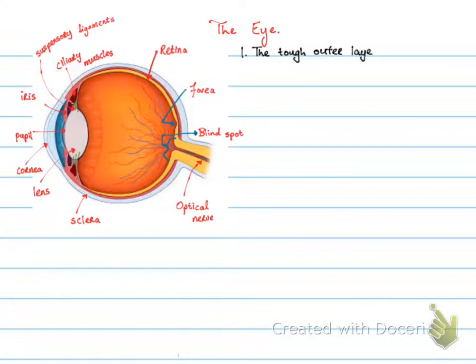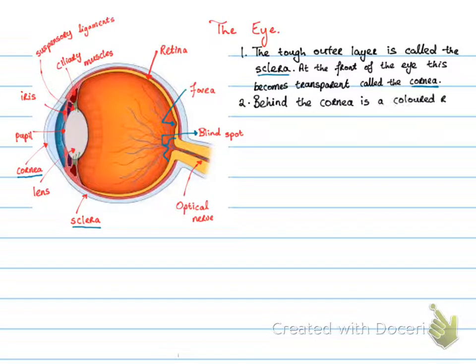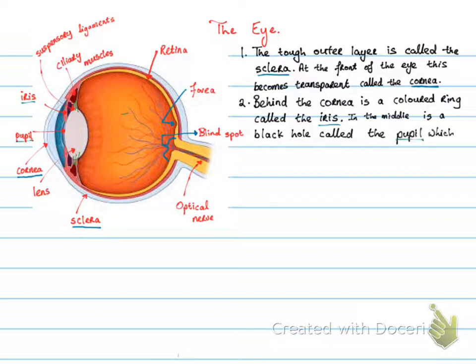So first, the tough outer layer of the eye is called the sclera. At the front of the eye, this becomes transparent, called the cornea. Behind the cornea is a coloured ring called the iris. So this is what gives you your eye colour. In the middle is a black hole called the pupil, which lets light through into the eye.